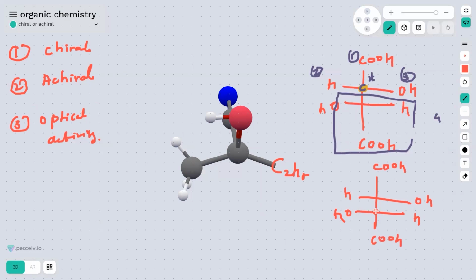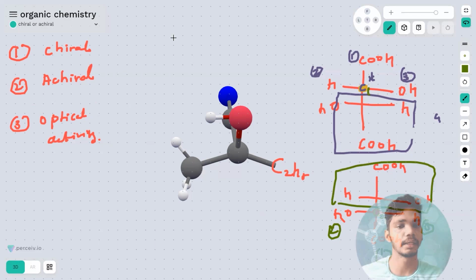Now let's talk about this carbon. This is the first, this is the second, and let's talk about the third, and the fourth is a whole group. Don't you think this carbon 2 and this carbon 1, both are chiral? Now tell me one thing. Is it possible to have two chiral centers in the same molecule? Yes, that is possible. So we have covered all the 3 points along with the extra point that is very important. I hope you understood that.